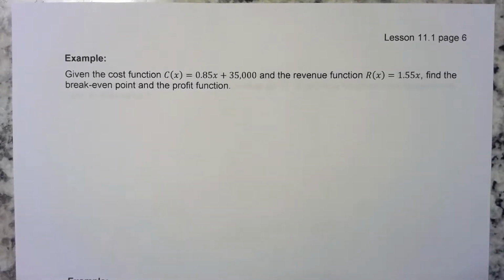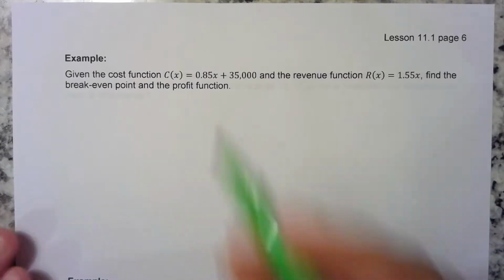Given the cost function C of x equals 0.85x plus 35,000 and the revenue function R of x equals 1.55x, find the break-even point and the profit function. Okay, so what exactly do these two functions mean?